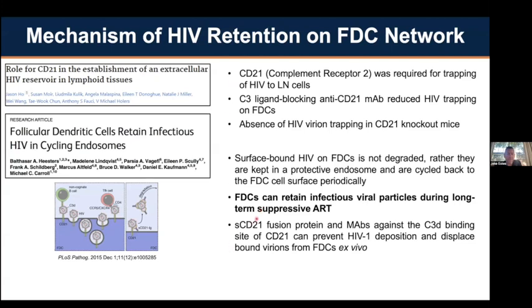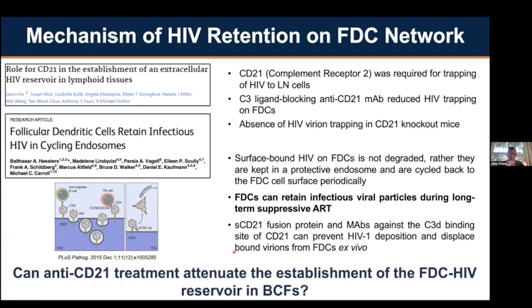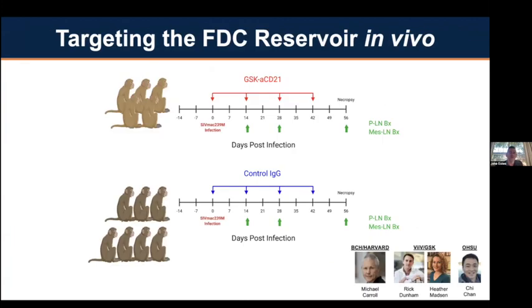But we know that it's trapped and retained on the surface via these complement receptors, in particular the CD21 complement receptor 2 molecule. And so we wanted to ask the question, can we treat animals, in this case, with an antibody to CD21, and would that attenuate the establishment of this FDC HIV reservoir within these B cell follicles?